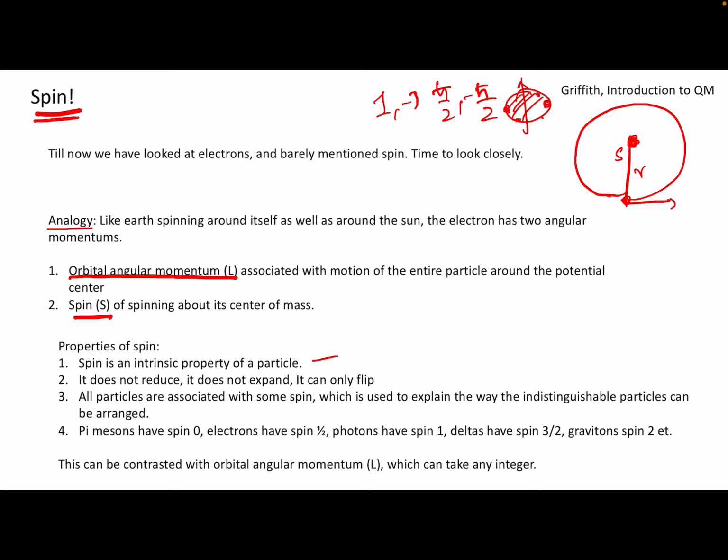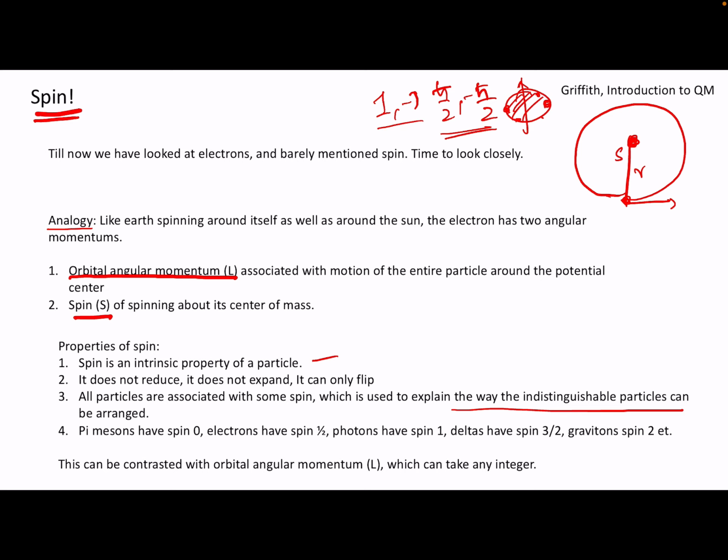All particles are associated with some spin, which is also used to explain why the indistinguishability of the particles can be arranged. So what we mean by this particular statement is that it always so happens that particles which have non-integer spins, for instance h cross by 2 is a spin quantum number, while 1 or h cross is also another spin quantum number.